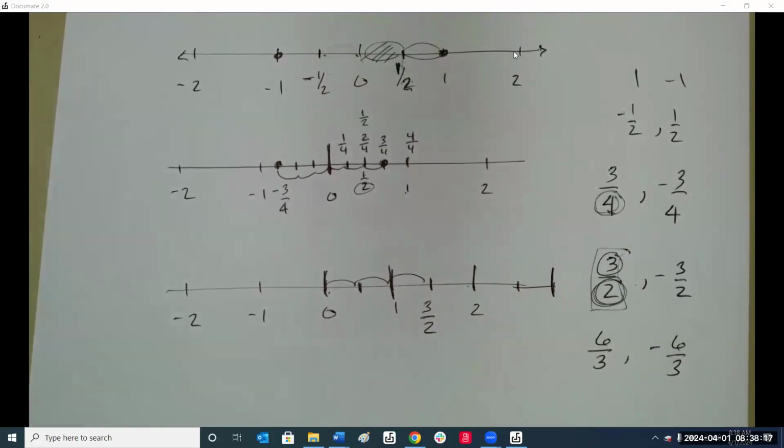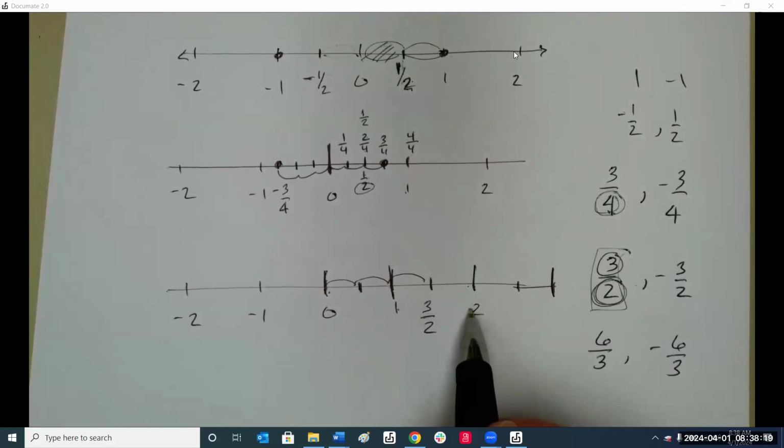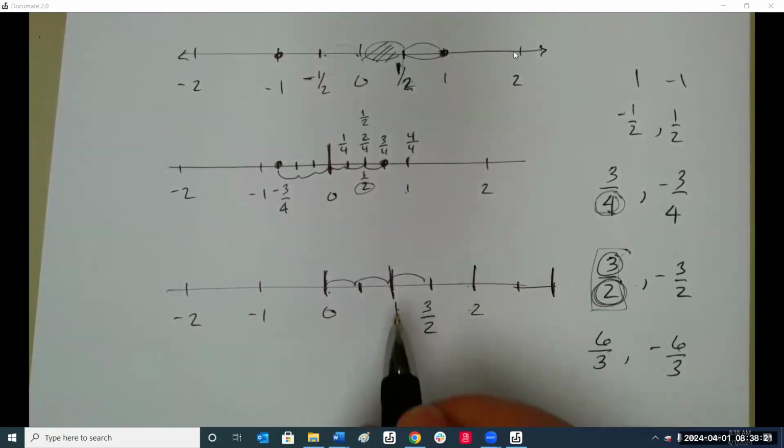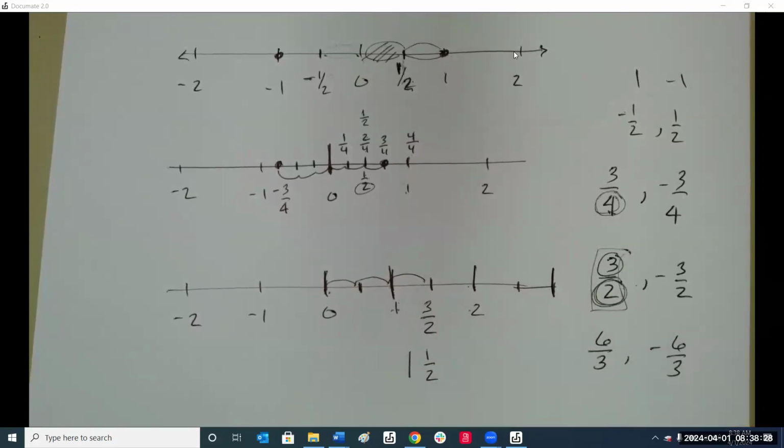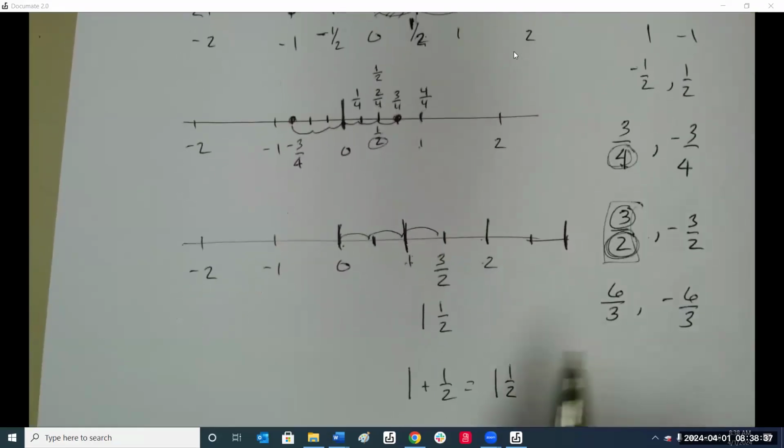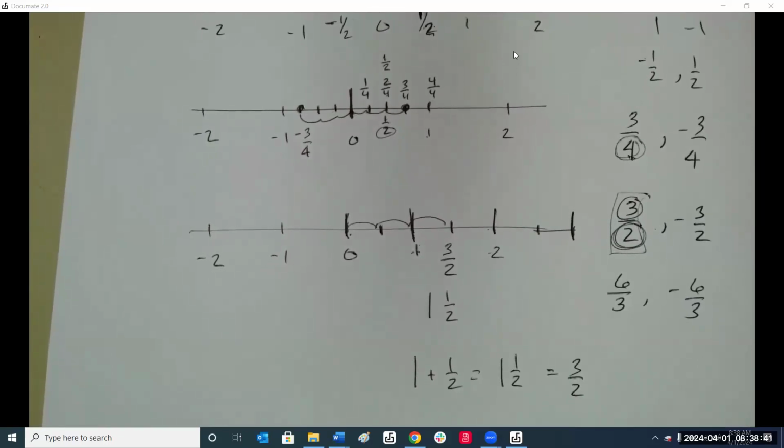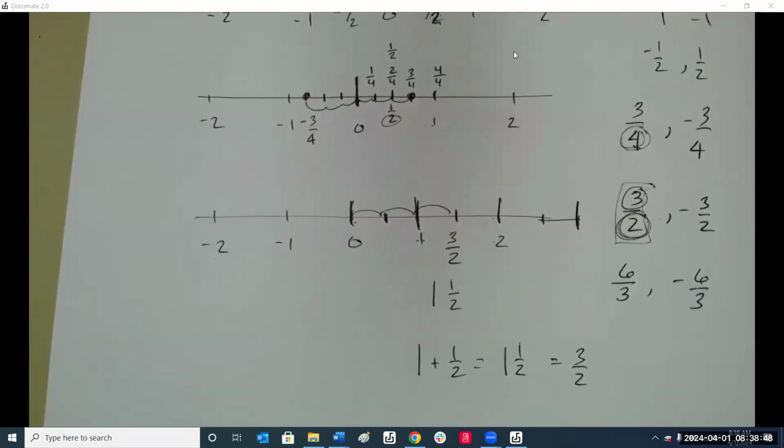And then that's where you would say, hey, that's between 1 and 2. So it's bigger than 1. And how much bigger? It's 1/2 bigger than 1. Because remember, 1 plus 1/2 is 1 and 1/2, is 3/2. And that's where we get into now adding and subtracting of fractions.